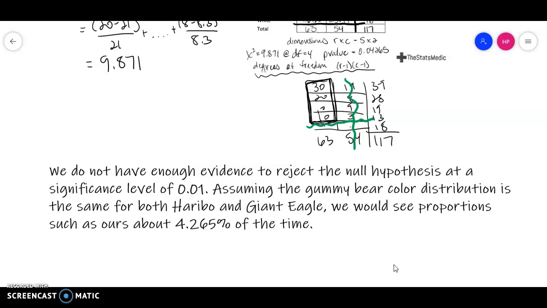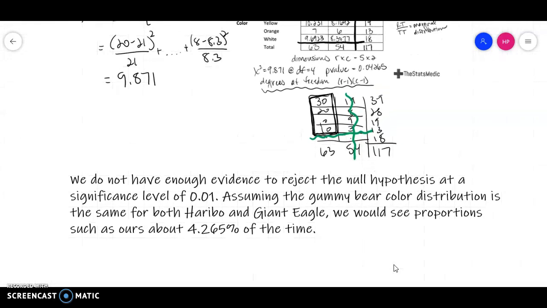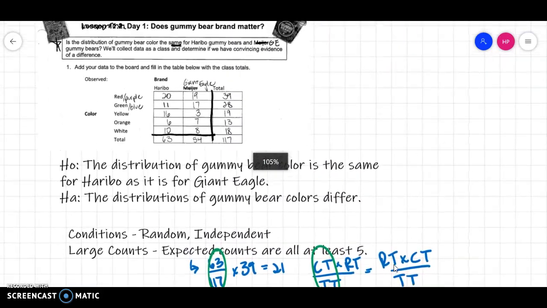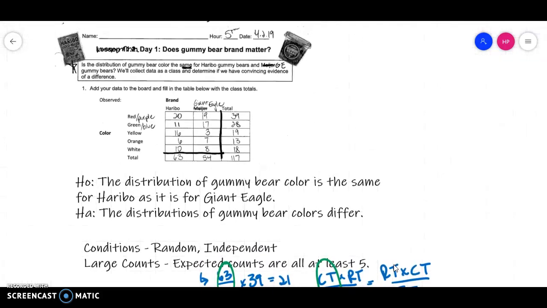So, a lot of jumping around. Just to rehash, we are given the observed counts. We write our hypotheses in words. If it's homogeneous, they're the same. If not, it is different. One of the pieces I didn't mention at the top, these came from 2 separate populations. So Haribo is considered separate from Giant Eagle. And having those 2 is one of the distinctions between the homogeneity test and the association test. So those 2 being the same or being different.